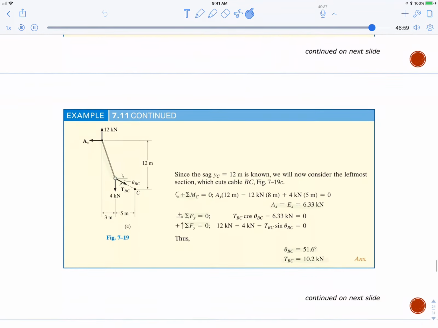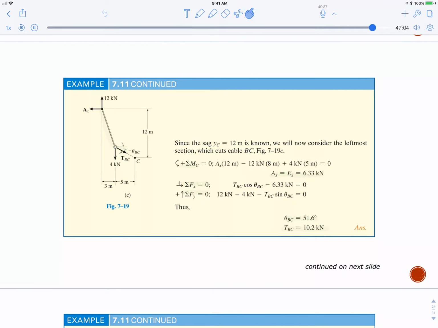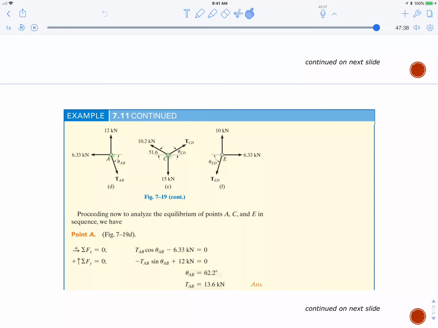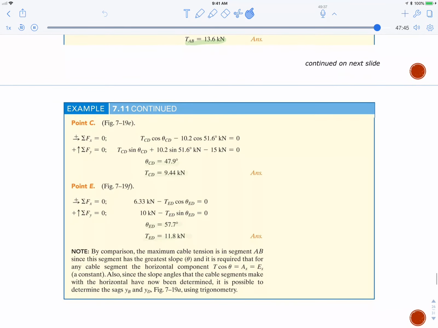Next, taking the method of sections, cutting through the rope that goes from B to C, you get this free body diagram here. And using sum moments about C, you get EX, which is also AX. Then summing forces in the x direction and the y direction lets you solve for the angle and the tension. It's actually a pretty complicated problem to solve, but you can do that. Now we're just going to proceed using the method of joints and go joint to joint, and you end up getting the angle and the tension in AB, and the angle and the tension in CD, and finally you get the angle and the tension in ED.